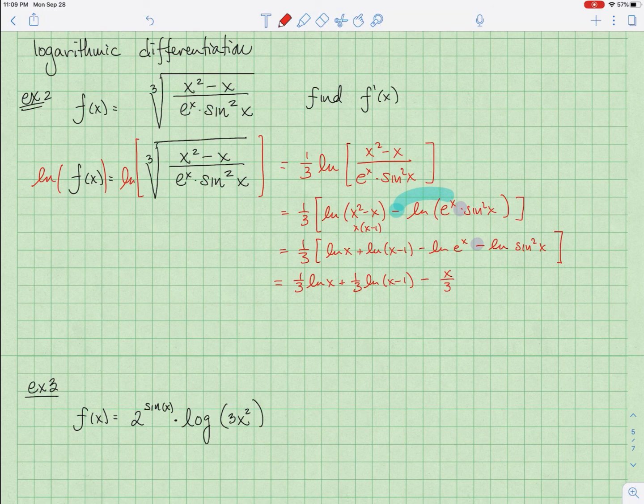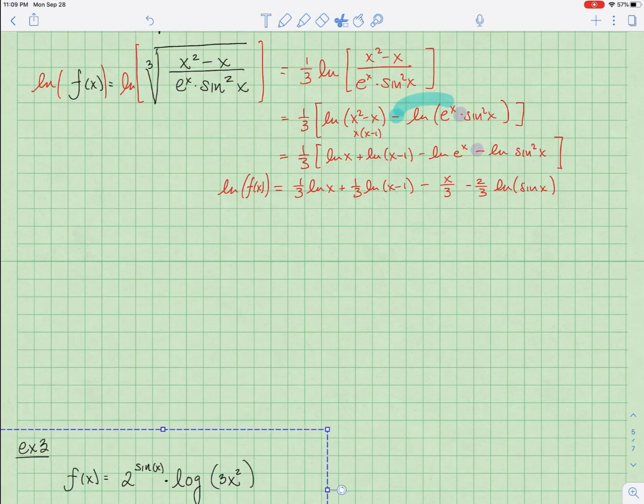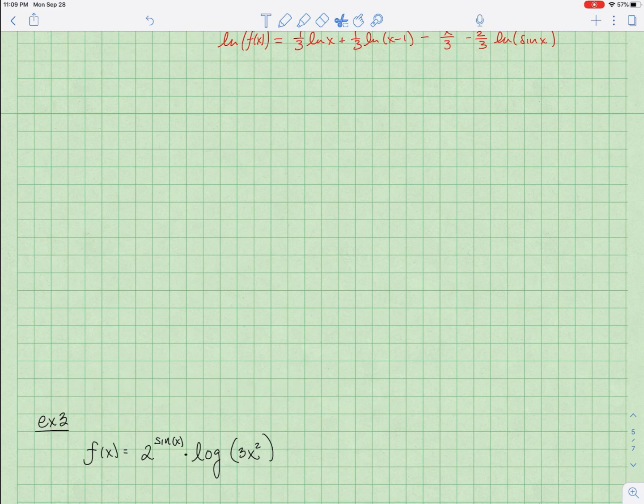And this becomes x over 3, negative. And then I can bring this 2 down as a coefficient and make this negative 2/3 the natural log of the sine of x. Now, don't put that on the fridge just yet because you haven't taken the derivative. This is what the natural log of f of x is equal to. Move that out of the way.